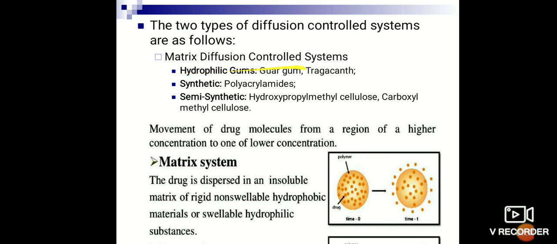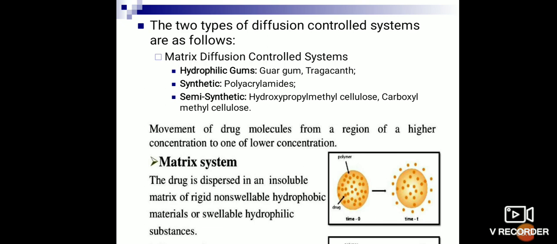In the matrix diffusion control system, the polymers used to prepare the matrix are guar gum and tragacanth, which are hydrophilic gums; polyacrylamide, which is synthetic; and hydroxypropyl methyl cellulose, carnauba wax, and methyl cellulose, which are semi-synthetic. Diffusion is the movement of drug molecules from a region of higher concentration to one of lower concentration.